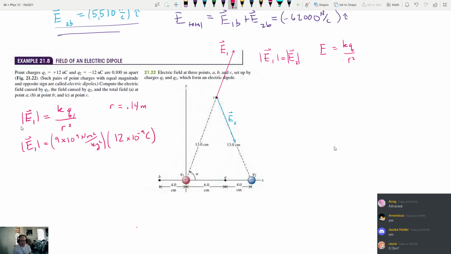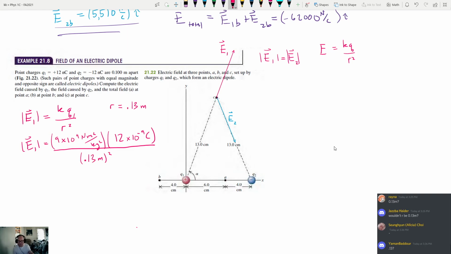If you're confused about what I'm doing here and how it's different, notice I'm just finding magnitude now. We're not finding direction, and the reason is because they're going to have the same magnitude. R is 0.14, so we're going to do 0.14 meters, and then we're going to square it. Oh, 0.13. What's wrong with me? There's 0.14 in the last one. It is 0.13. You all are absolutely right. I'm sorry. Okay. 0.13. There we go.